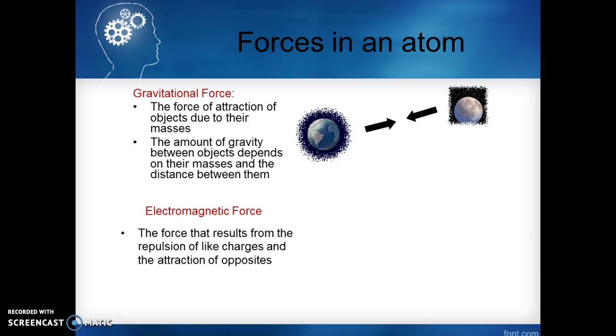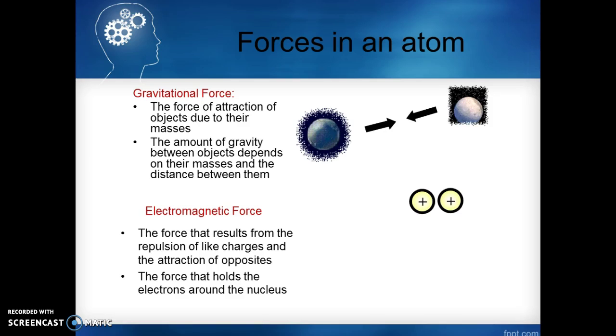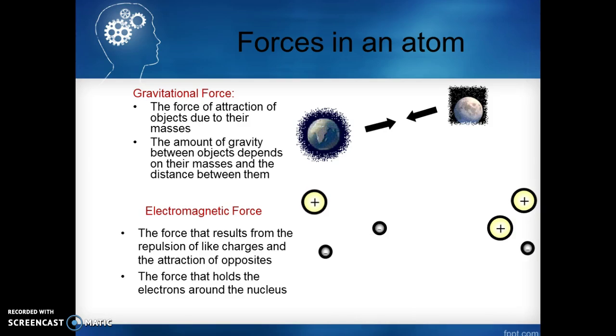Another force is the electromagnetic force. This is the force that results from the repulsion of like charges and the attraction of opposite charges. This force holds the electrons, which are negative, around the nucleus, which has positive protons. So, just a quick refresher here. If you have 2 charges of the same, they repel. So those 2 positives repel, these 2 negatives repel. However, if you have opposite charges, they are attracted to one another, just like in the atom.